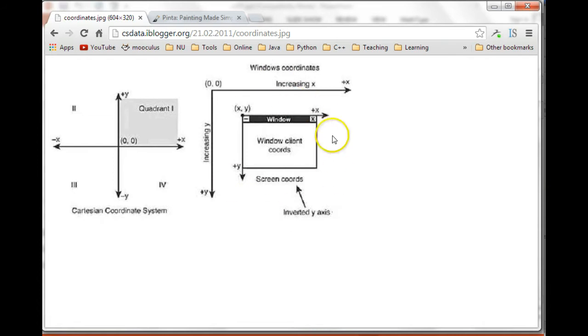Then when we start moving over to the computer screen, one of the main differences that we see is that the origin is moved over to the top left corner. X values get bigger going off to the right, and y values get bigger going down. So the direction of the y-axis is flipped.